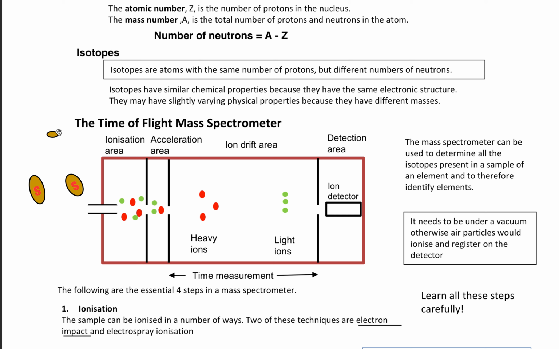So during your electrospray ionization, your sample is first dissolved in a solvent. Let me do it like this, and then let's make that your nozzle. So during electrospray ionization, your sample is dissolved into your solvent.